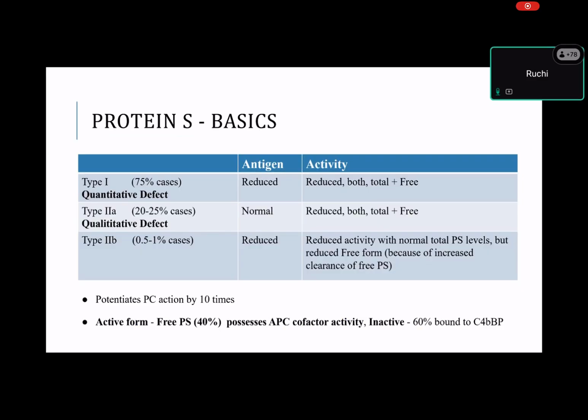Similarly for protein S, you have a type 1, 2A and a 2B kind of a defect. In type 1, again your antigen is reduced and your activity is reduced in concordance. In type 2A, your antigen is normal but your activity is reduced. There is one important thing to highlight in protein S, that protein S जो है दो forms में exist करता है, एक free form में and the other which is bound to the C4BP.